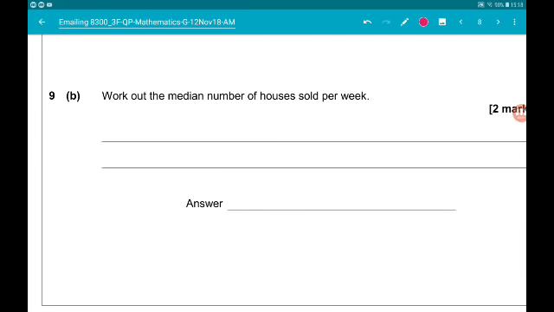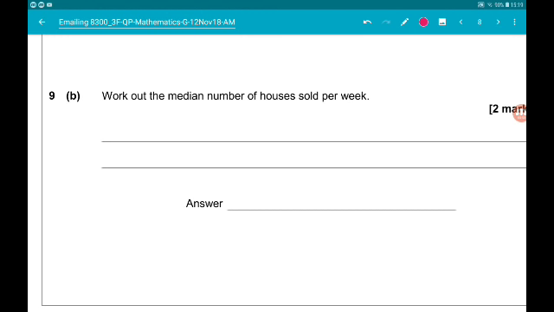Part B, for 2 marks, wants us to work out the median number of houses sold. So, the median is the middle. Now, in this line graph, there are 30 weeks. So if we were to write out all 30 of them, then the median would be slap bang in the middle. Half of 30 is 15, but because there is an even number of things, there would be 15 on the left and 15 on the right of the median. So if we cross off one on the left, one on the right, keep on doing that, we would get down to 2 numbers in the middle.